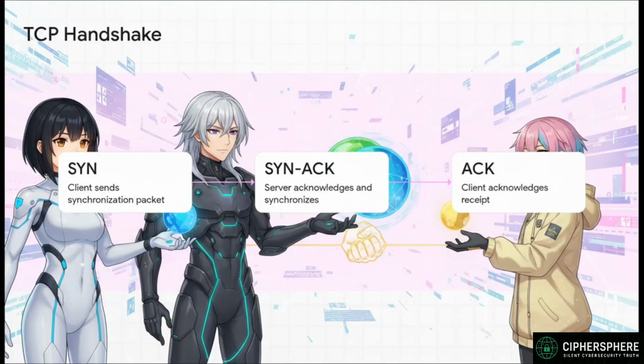Now, machines don't just blindly throw data at each other. They negotiate first. Before a single piece of actual content is sent, TCP communication kicks off with a rigorous three-way handshake. The client sends a synchronization packet, a SYN. The server acknowledges and synchronizes back, a SYN-ACK. And finally, the client acknowledges the receipt with an ACK. 1, 2, 3. The grips lock. A reliable, synchronized connection is officially established across the void.